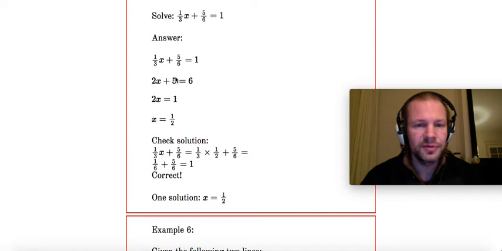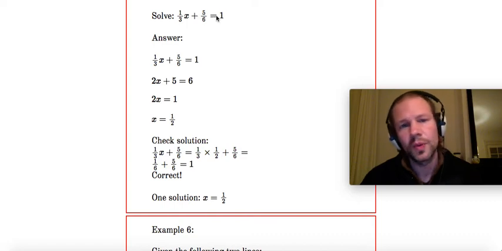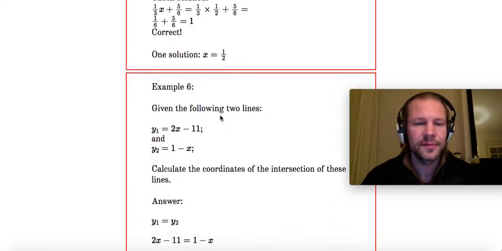So I move the 5 to the other side, which means subtract 5 from 6 is 1, and 2x is 1 means x is a half, which means division by 2. So let's check if a half is a correct answer. 1/3 times a half is 1/6 plus 5/6 is 1. That's correct.